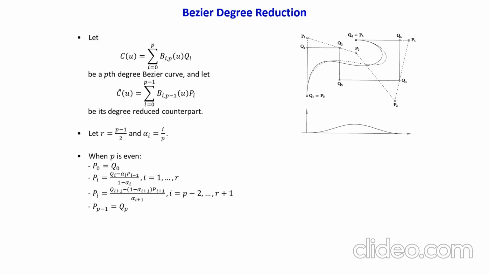Assuming even degree, we obtain the following formulas for the value of p. An example of this can be seen in the image here, which reduces the degree of a Bezier curve from 6 to 5.